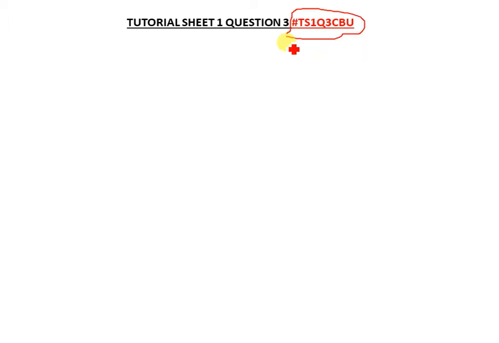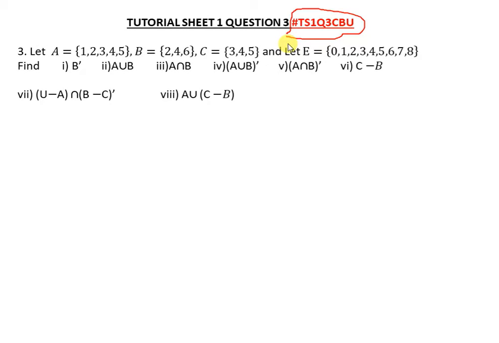So we're still looking at sets, and this is question 3 from your tutorial sheet. The question says let A be equal to this, B be equal to that, C be equal to that, and then the universal set is that. The first question is find B complement.